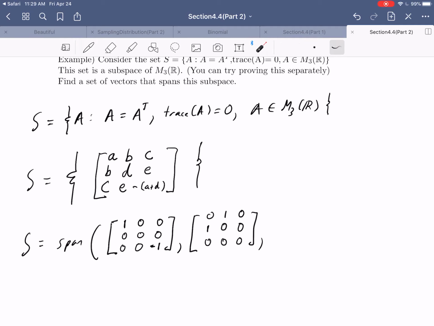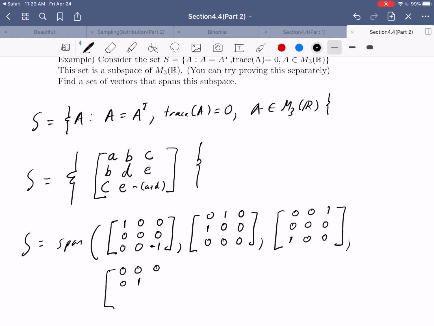Now do the same thing. Let C be 1, everything else be 0. So that would be 0, 0, 1, 0, 0, 0, 1, 0, 0, 0. Sorry for the dog drinking water in the background. I don't know if that's going to pick up on the video, but he's quite loud. Now we're going to let D be 1 and everything else be 0. So 0, 0, 0, 0, 1, 0, 0, 0, -1. And then finally, we're going to let E be 1 and everything else be 0. So 0, 0, 0, 0, 0, 1, 0, 1, 0.